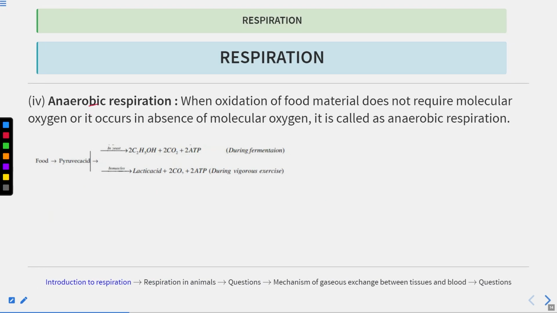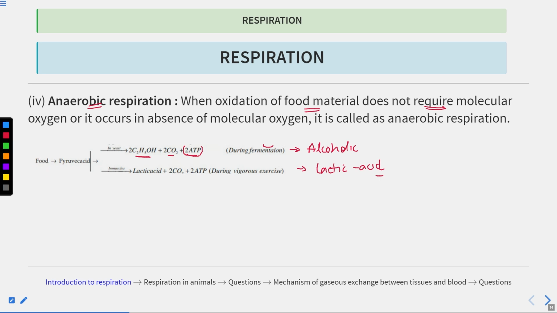Now anaerobic respiration is of 2 types. Anaerobic respiration takes place in the absence of oxygen. It does not require any oxygen. Now there are 2 kinds of anaerobic respiration. One is the alcoholic fermentation and the other one is the lactic acid fermentation. This is known as fermentation also. So what happens during the alcoholic fermentation? Alcohol, ethanol is produced and carbon dioxide is produced and very little energy is produced. You can see only 2 ATP is being produced.